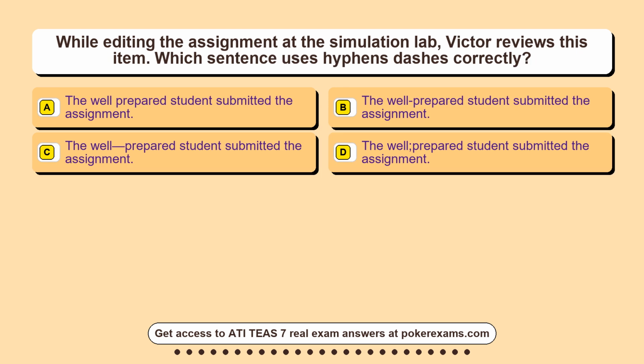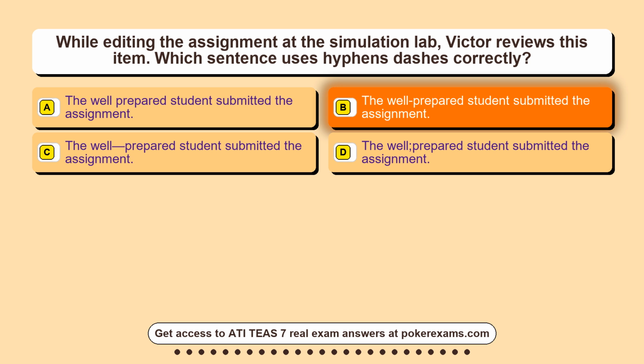Question 2. While editing the assignment at the simulation lab, Victor reviews this item. Which sentence uses hyphens or dashes correctly? Option A. The well-prepared student submitted the assignment. Option B. The well-prepared student submitted the assignment. Option C. The well-prepared student submitted the assignment. Option D. The well-prepared student submitted the assignment. The correct answer is option B. The well-prepared student submitted the assignment.